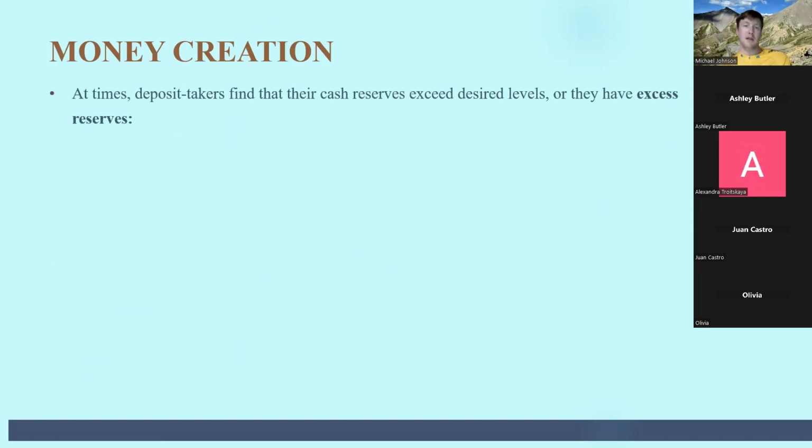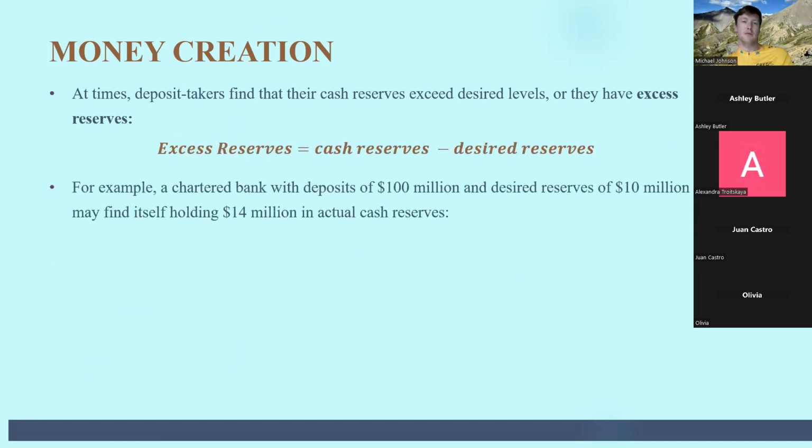At times, deposit takers find their cash reserves exceed desired levels, so they have excess reserves. Excess reserves equals cash reserves minus desired reserves. For example, a chartered bank with deposits of $100 million and desired reserves of $10 million may find itself holding $14 million in actual cash reserves.